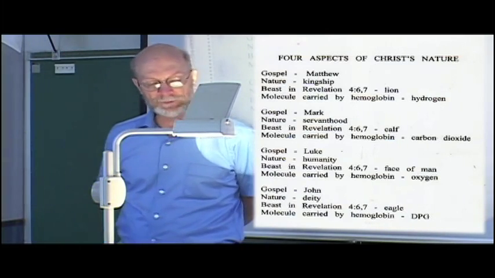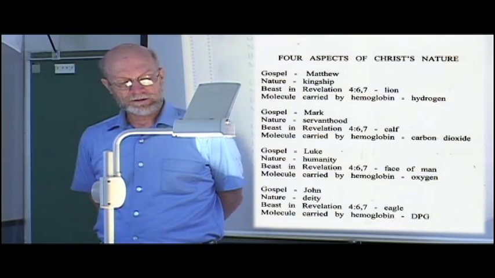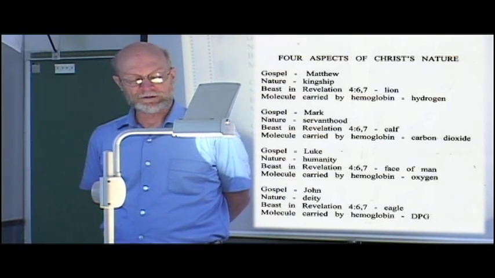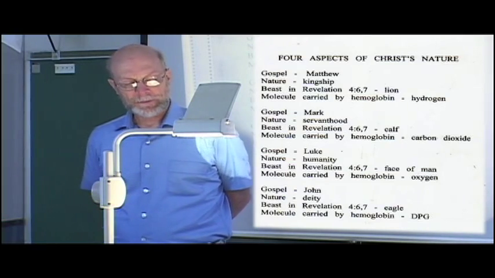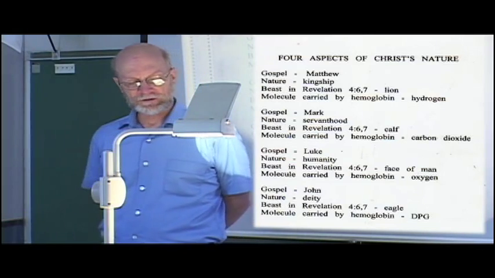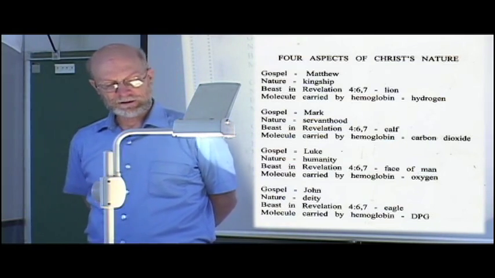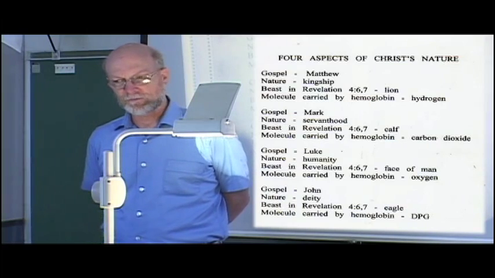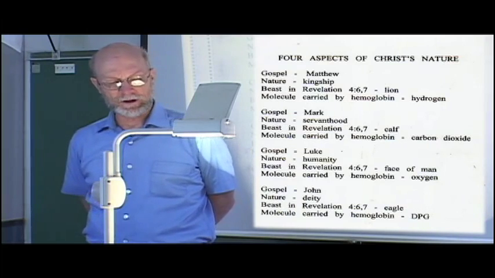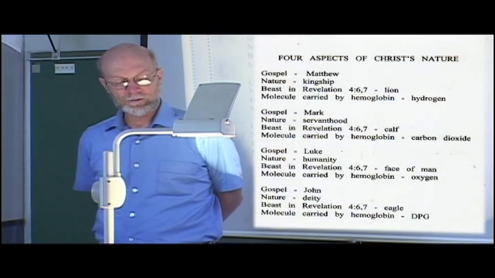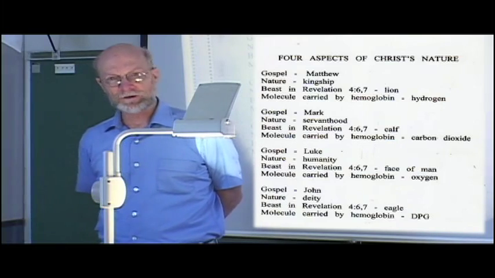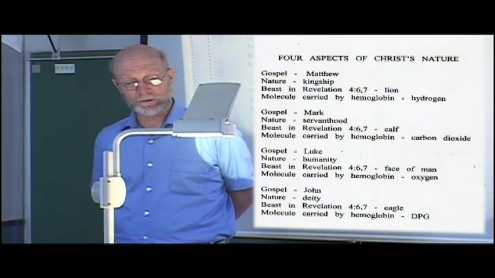The 4 Gospels, Matthew, Mark, Luke, and John, each show something different about Jesus. Also, in the book of Revelation, there are 4 beasts around the throne of God, and they have been compared to 4 aspects of Christ's nature as well. So let's compare these 4 aspects of Christ's nature with the 4 beasts and with the 4 different things that can be carried by hemoglobin.